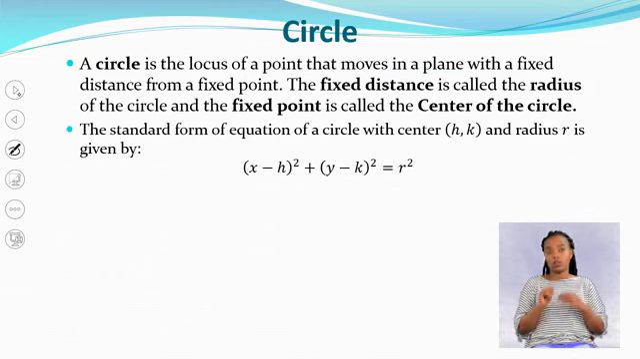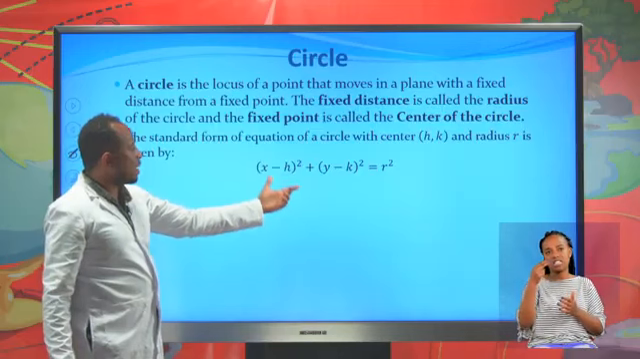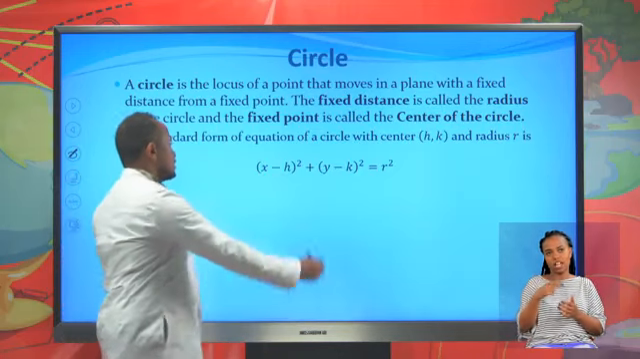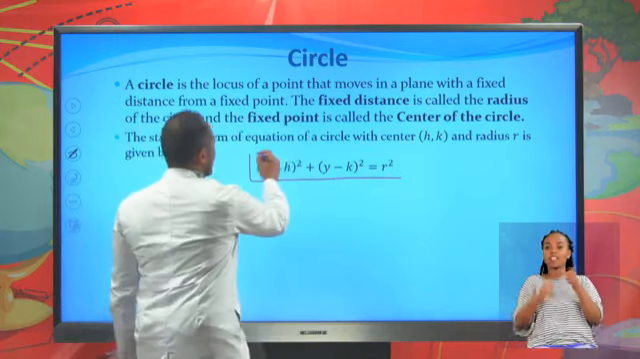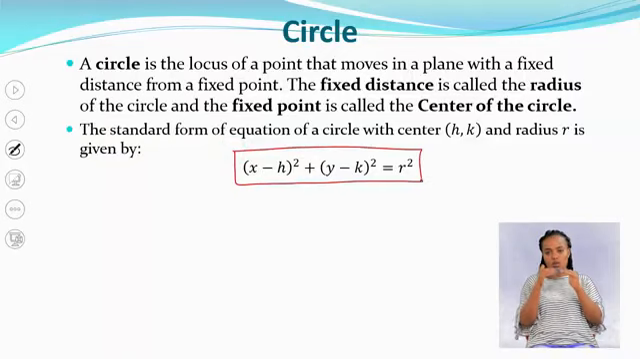So this is the standard form of the equation of a circle. The standard form of a circle with center h comma k and radius r is given by (x minus h) the whole squared plus (y minus k) the whole squared equals radius squared. This is it.